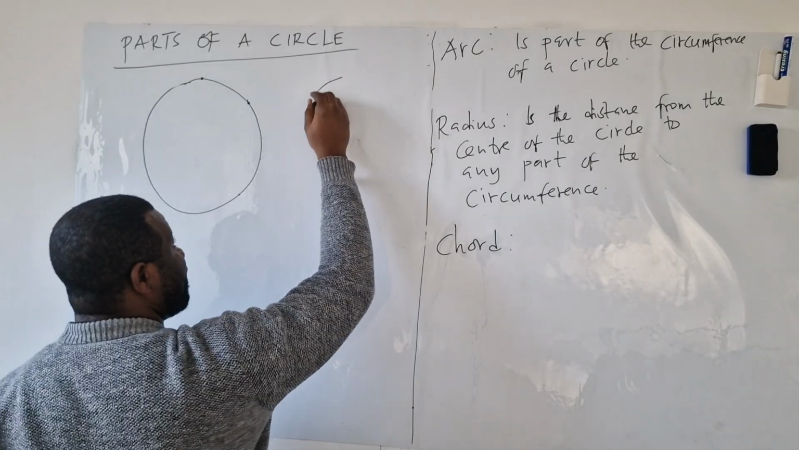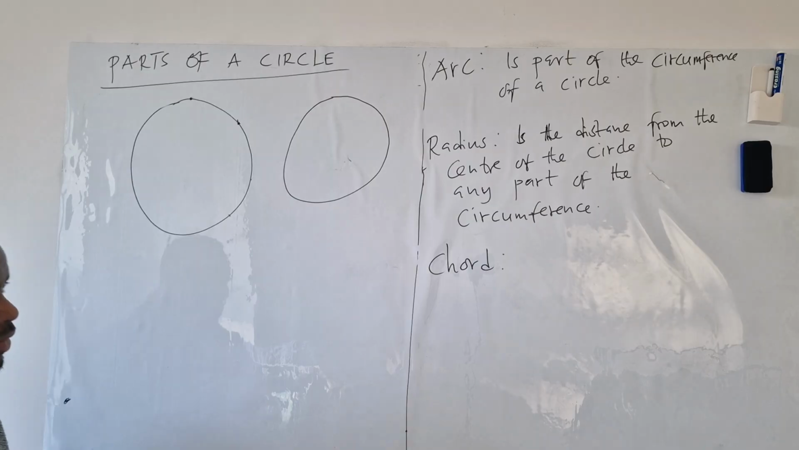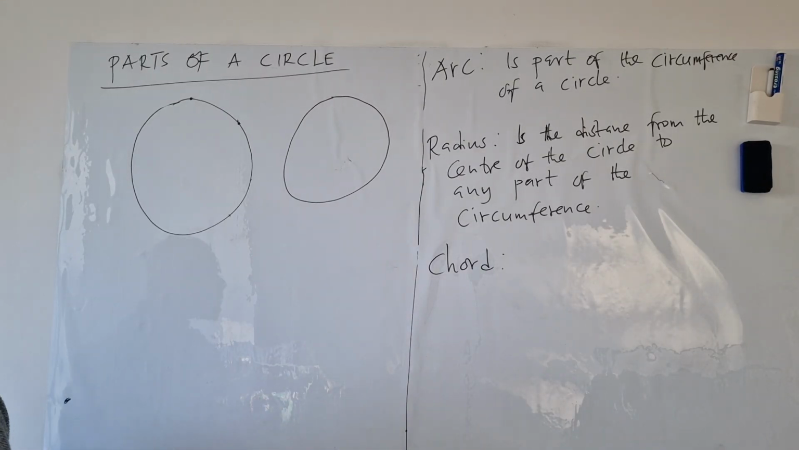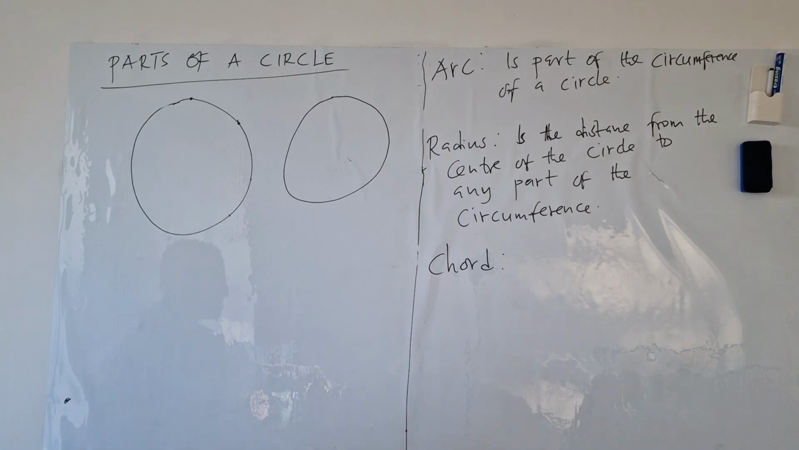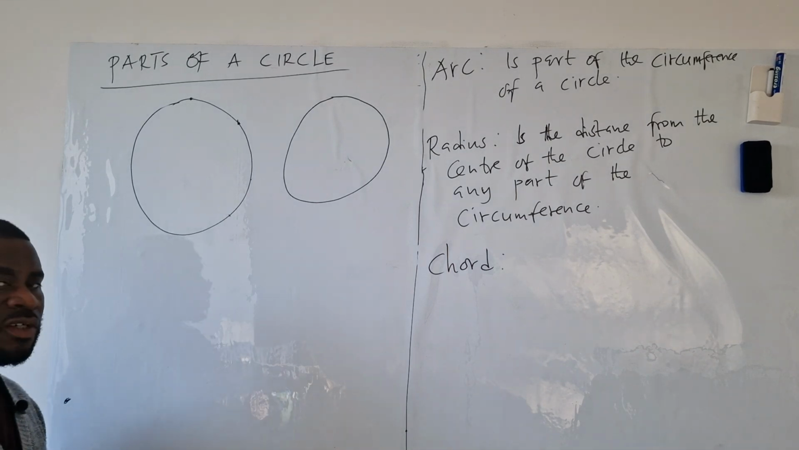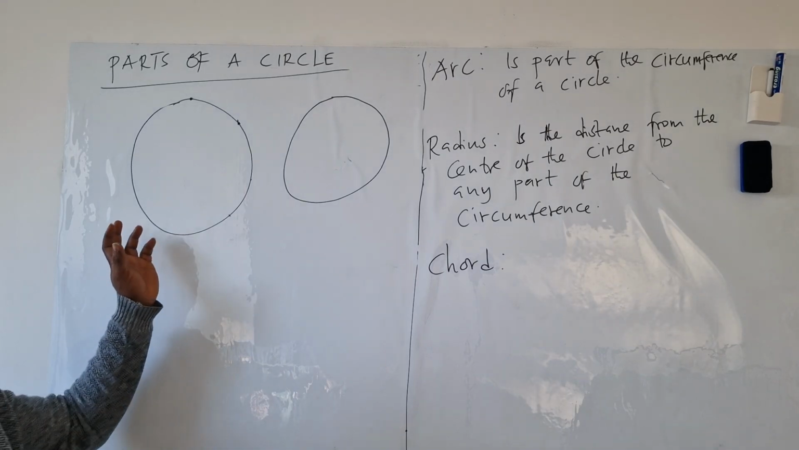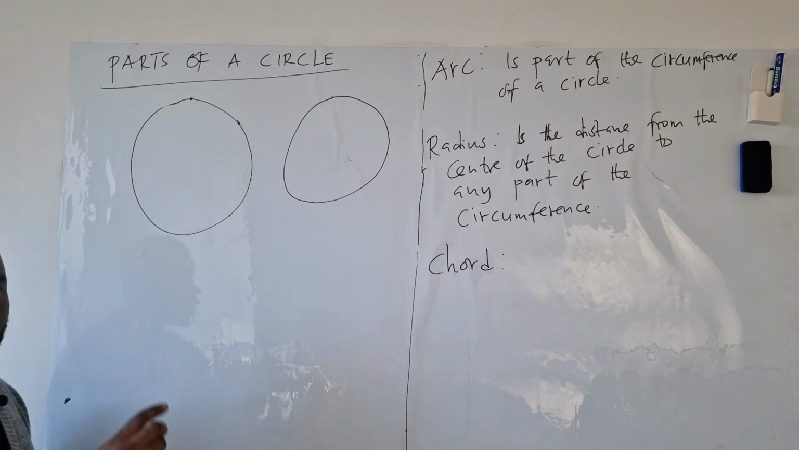For chord, let me have another circle attached so that you can understand chord very well. Now, we define a chord as a straight line that joins any 2 points on the circumference of a circle. Good. So, if you have any straight line within the circle that joins any 2 points in the circumference of a circle, it's a chord.